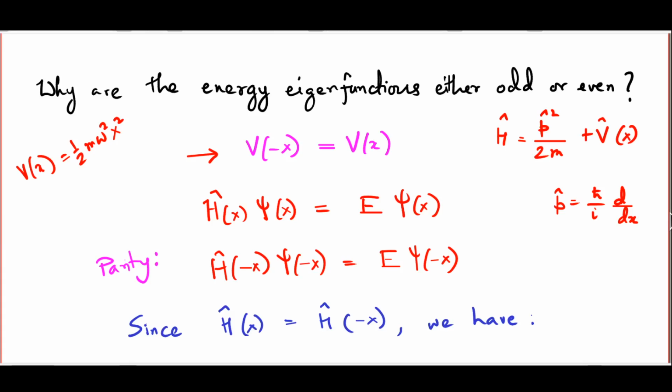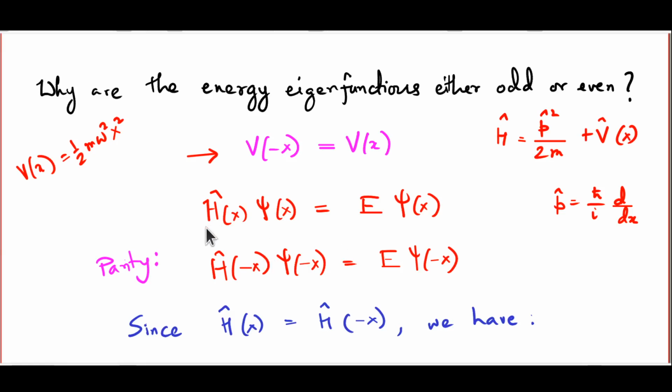However, because the kinetic energy part of the Hamiltonian has p squared, you end up with two minus signs, which means the kinetic energy part never changes under x going to minus x. The potential energy, whether it will change or not, will depend on what particular potential energy the system has. For our system, the harmonic oscillator, we have V(-x) = V(x), which means for our system, H(-x) is the same as H(x).